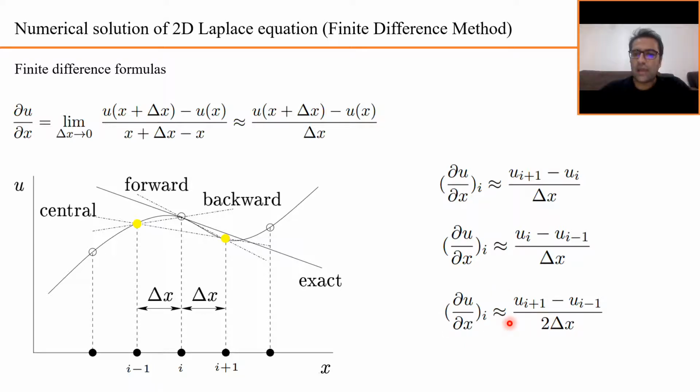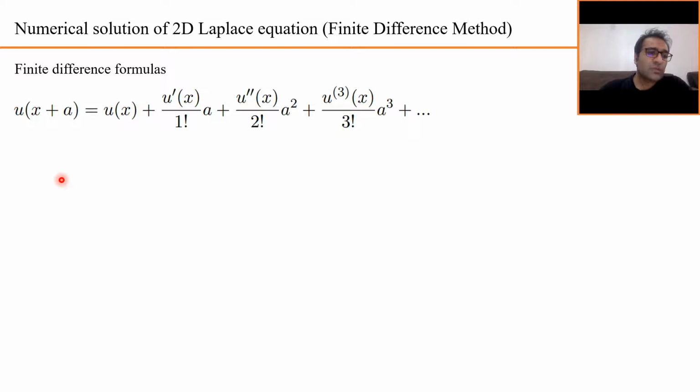What if we have the second order derivative? Let's see how we can find the definition of the second order derivative in the finite difference method. For this, I'm utilizing the Taylor expansion of a function.